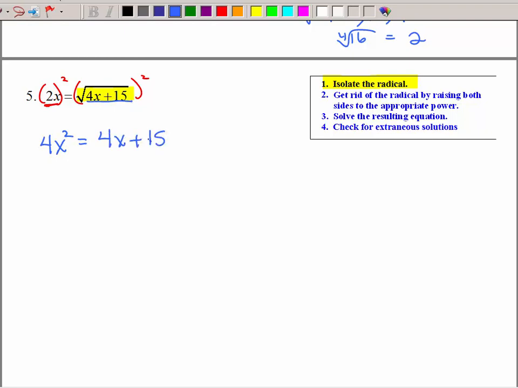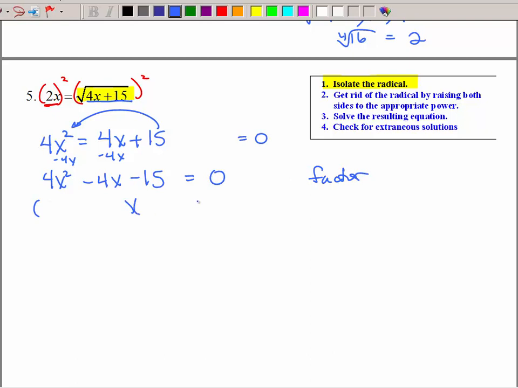And again, we have that quadratic, so I need to set it equal to 0. And this time, I'm going to move the 4x to the other side, make it negative 4x. I'm going to move the 15, and that's going to come negative. And so I need to factor it. It's a little bit harder to factor because of that coefficient.